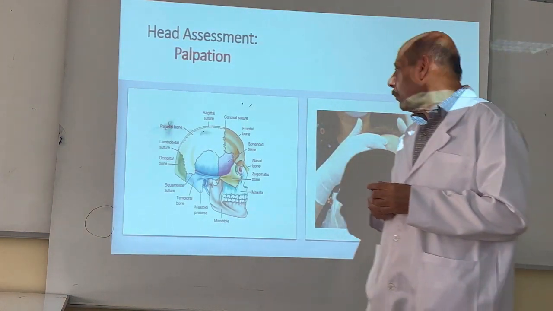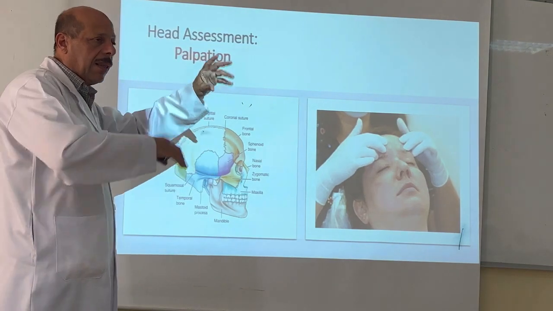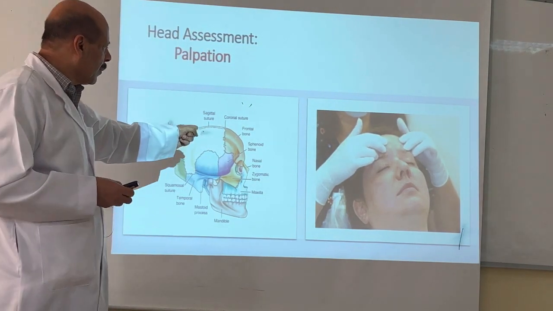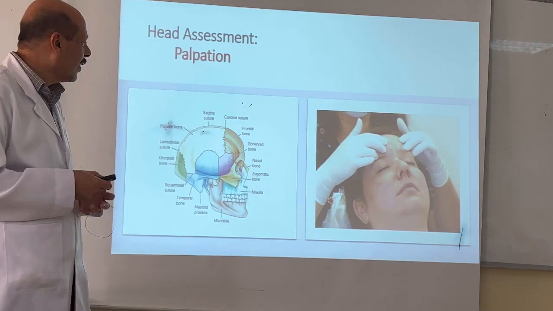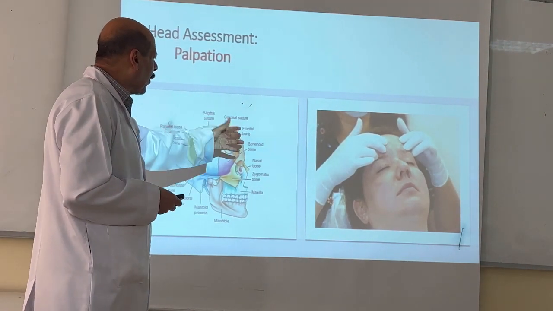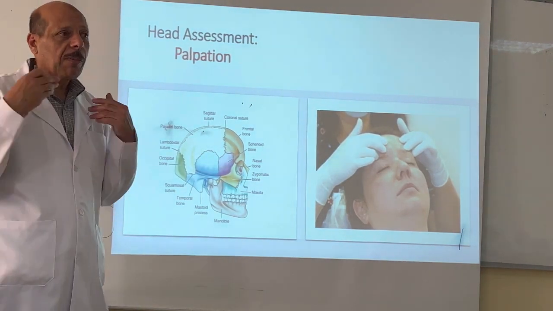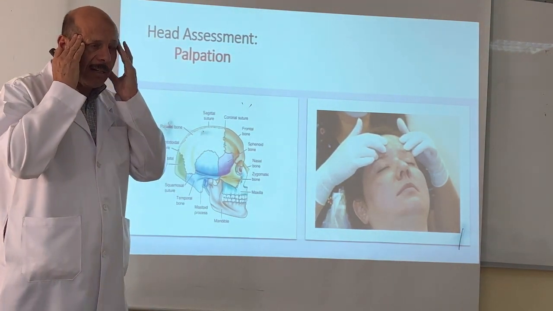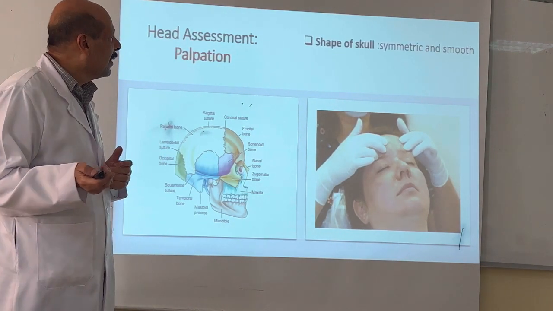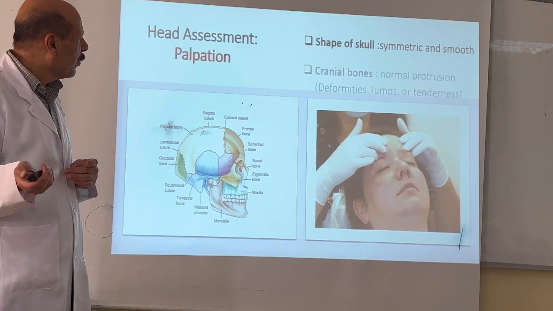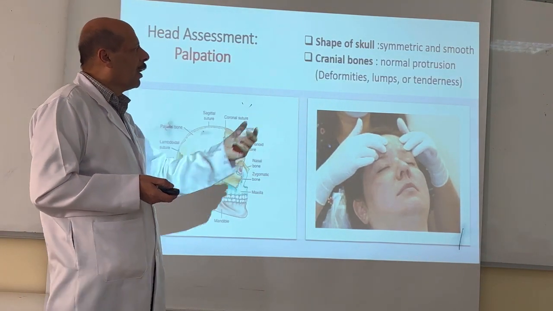And you know that the bone of the head has some structures. We have the sagittal section, the frontal section, and the coronal section. We also have the blood vessel, the temporal artery, so the temporal pulse we have to feel. The shape of the skull is symmetrical and smooth, as we said. The cranial bone is normal.